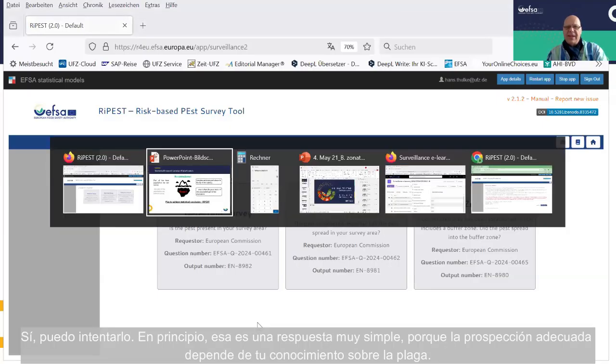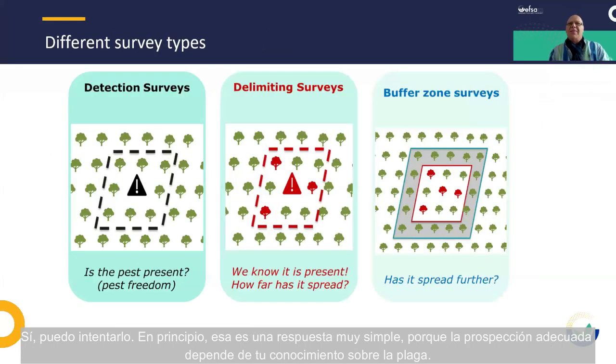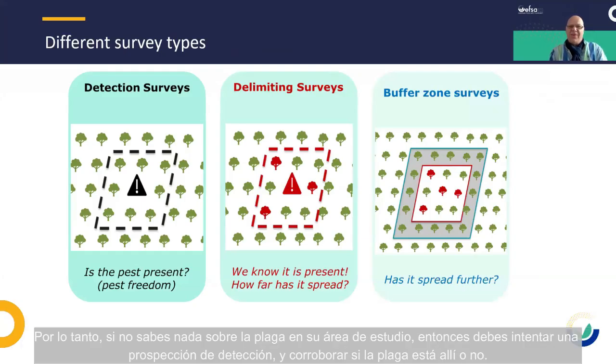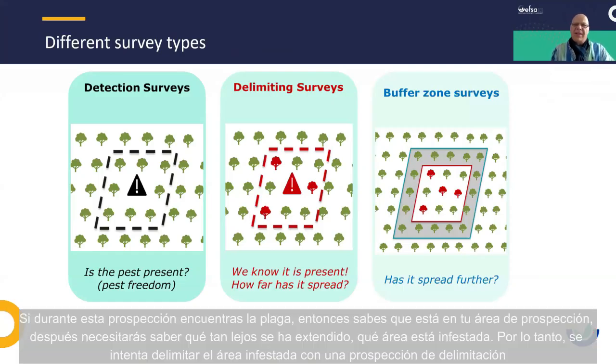Yes, I can try. That's in principle a very simple answer, because the appropriate survey depends on your knowledge about the pest. So if you know nothing about the pest in your survey area, then you should try a detection survey and test whether the pest is there or not. If during this survey you find the pest, then you know the pest is in your survey area. Then your interest is how far it has already spread, which area is infested. So you try to delimit the infested area with a delimiting survey.